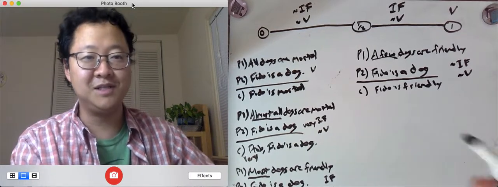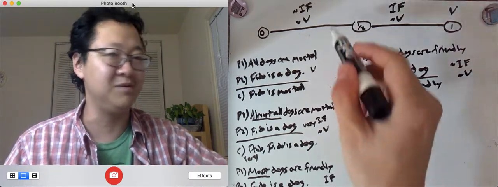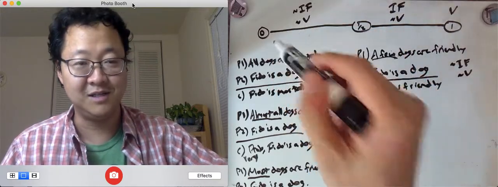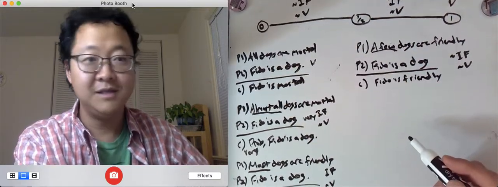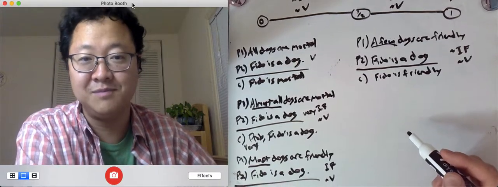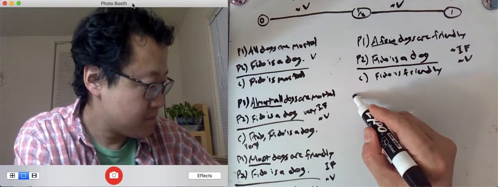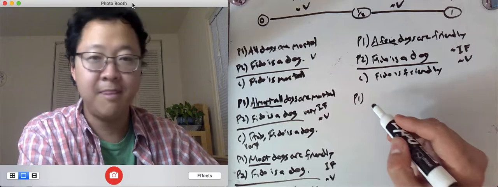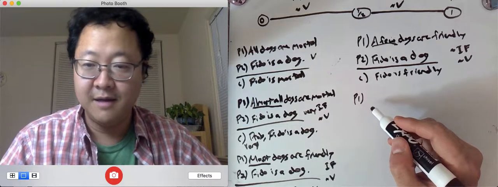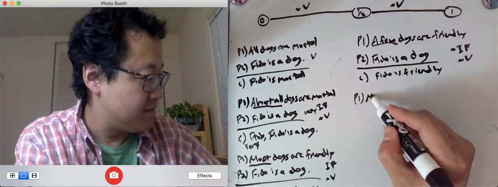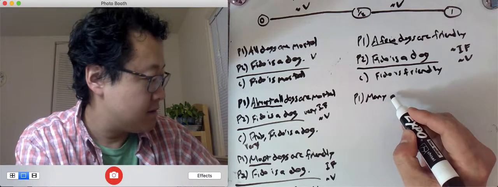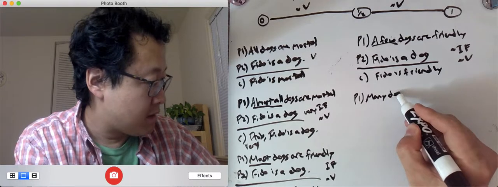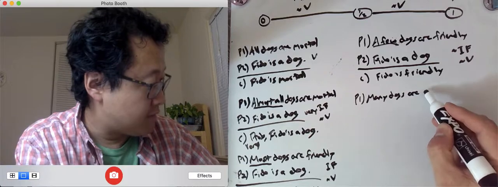But it's useful to just have it up there so we can see an example of an argument that gets into this category. Okay, so that was pretty straightforward. Let's move on. Premise 1. Okay, this one will be interesting. Many dogs are friendly.